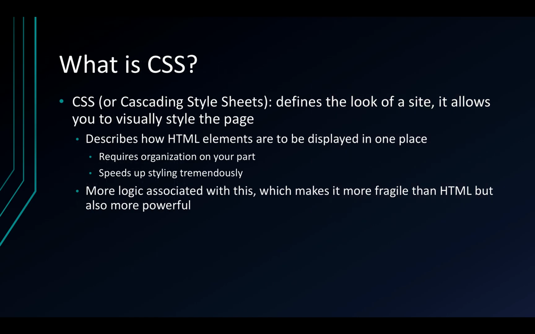So, a little bit on HTML. Now let's cover a little bit of CSS. And again, these are cascading style sheets. Again, I never hear anyone call them that. It's just CSS. And CSS works with HTML to add more style to the look of a website. So CSS defines the look of a site. It allows you to visually style the page in a way that you simply cannot do with HTML. CSS essentially can be used to describe how HTML elements are going to be displayed.